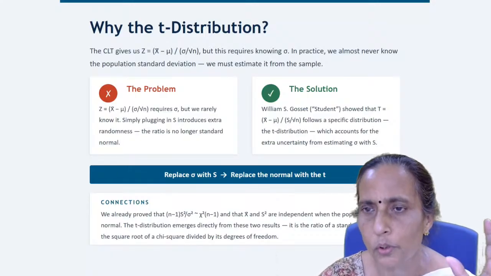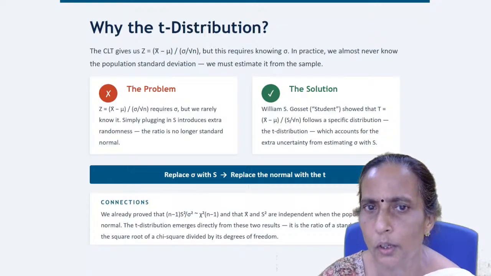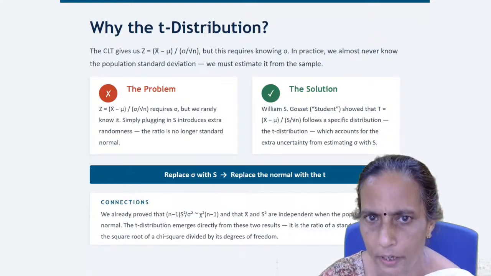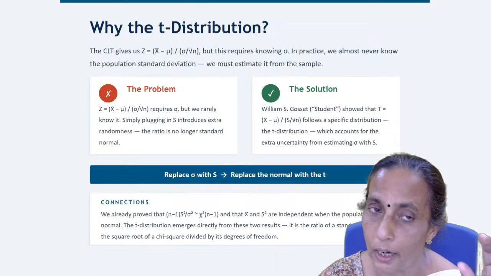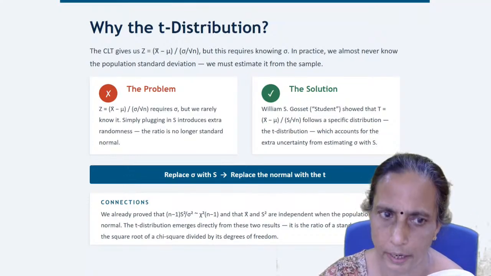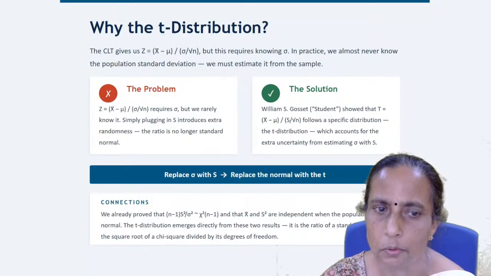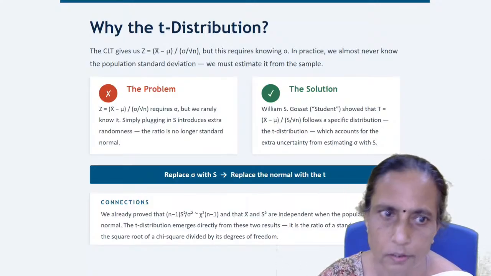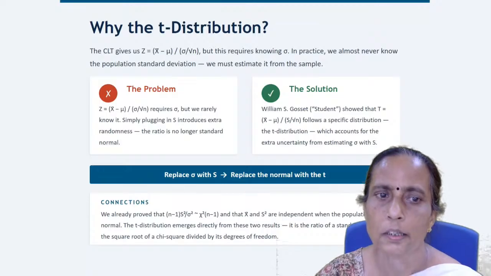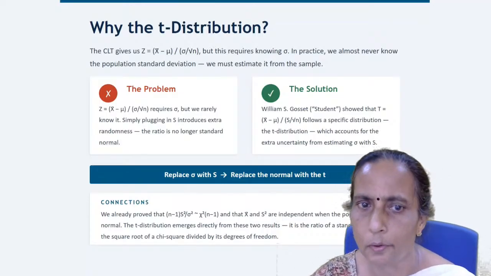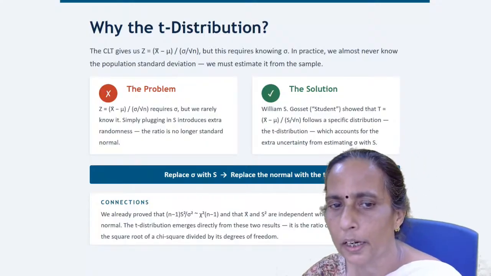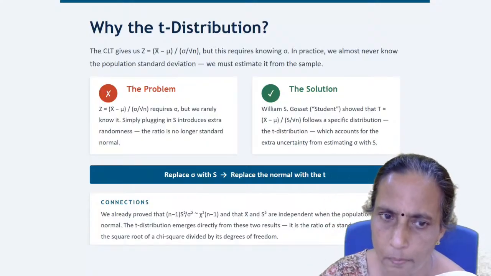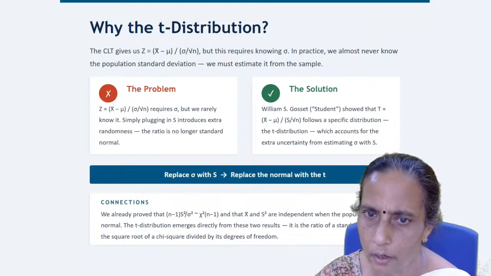In practice, we almost never know the population standard deviation. So, we must estimate it from the sample. If that is the situation, then your t distribution comes into existence. Your problem is that the z value requires sigma, but we rarely know it. Simply plugging in s introduces extra randomness; the ratio is no longer standard normal.